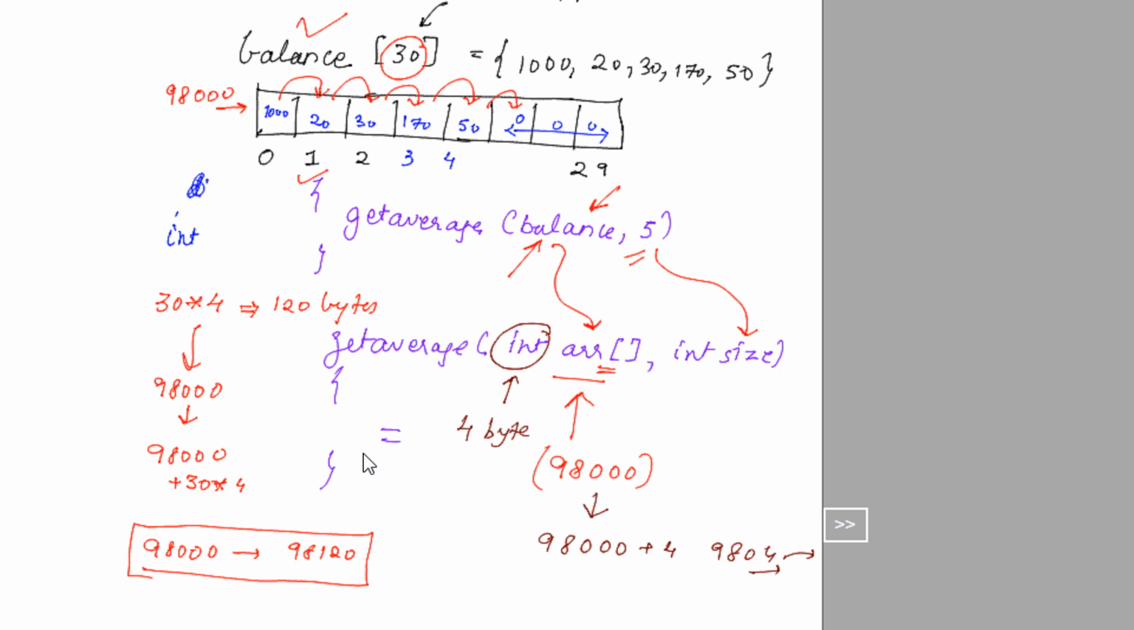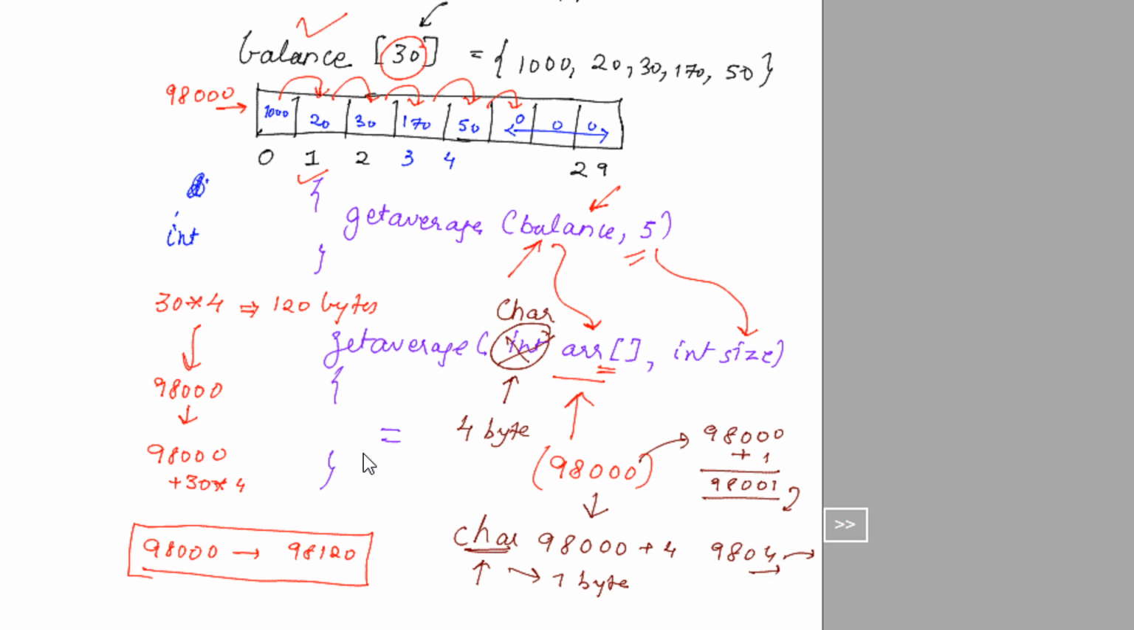For example, if it is a character array, do you know how much space a character occupies in memory? Anyone? Yeah, exactly. A character occupies 1 byte in memory. So if this was a character array instead of int, and the address was 98,000, then the compiler will add 1, so it becomes 98001, and so on. Let's say double, it takes 8 bytes, so 98,000 plus 8, plus 8, plus 8, and so on.